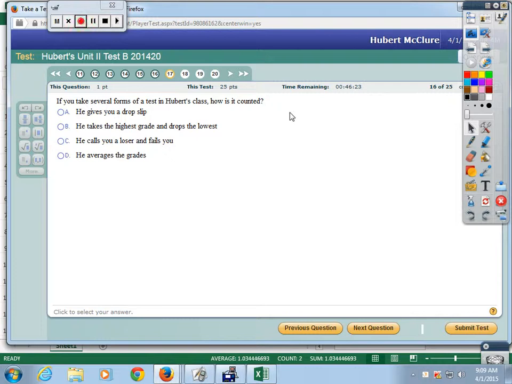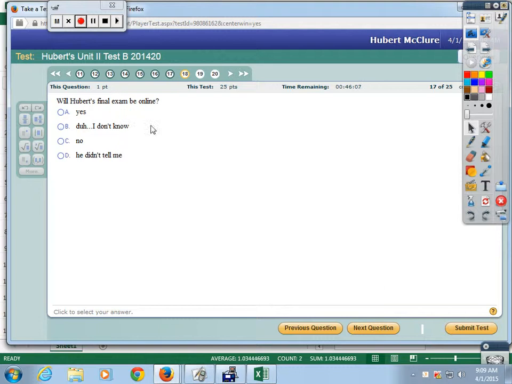How is each unit test counted? All three forms. What I do with them? I'm thinking C. It's B. Will Hubert's final exam be online?